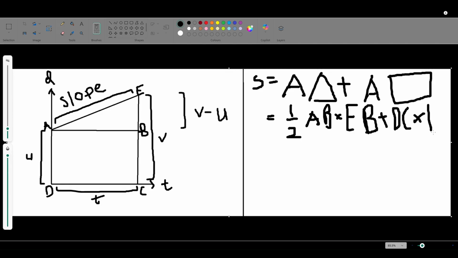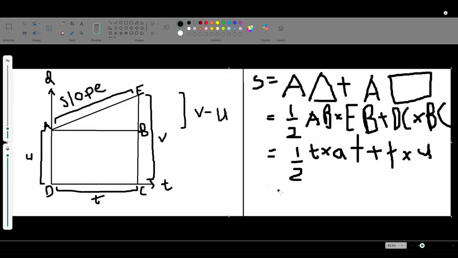Now we have written that as well, and now we will substitute in the values. So here is where we need to use the equation we had used before. 1 by 2 AB is our time, so we can write it as t into EB. We had proven it earlier that EB is equal to AT, so we can just write it as AT plus what is DC? DC is our time into CB, which is also known as U, the initial velocity.